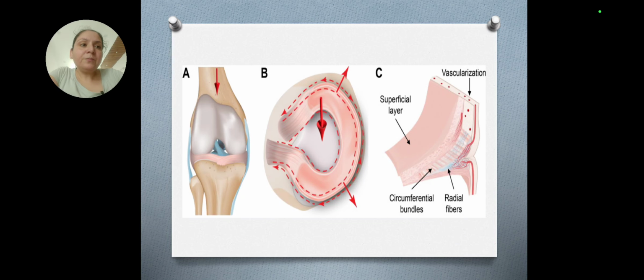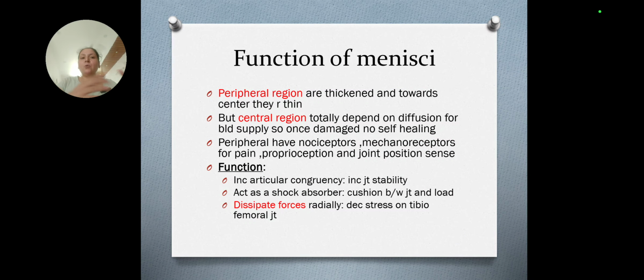Fine. Now let us go through this. Now you understand the peripheral region is thickened and towards the center they are thin. The central portion totally depends on diffusion for blood supply. So once they are damaged, there is no self-healing. The peripheral area of the menisci has nociceptors, that are pain receptors, and mechanoreceptors. Mechanoreceptors are for proprioception and joint position sense.